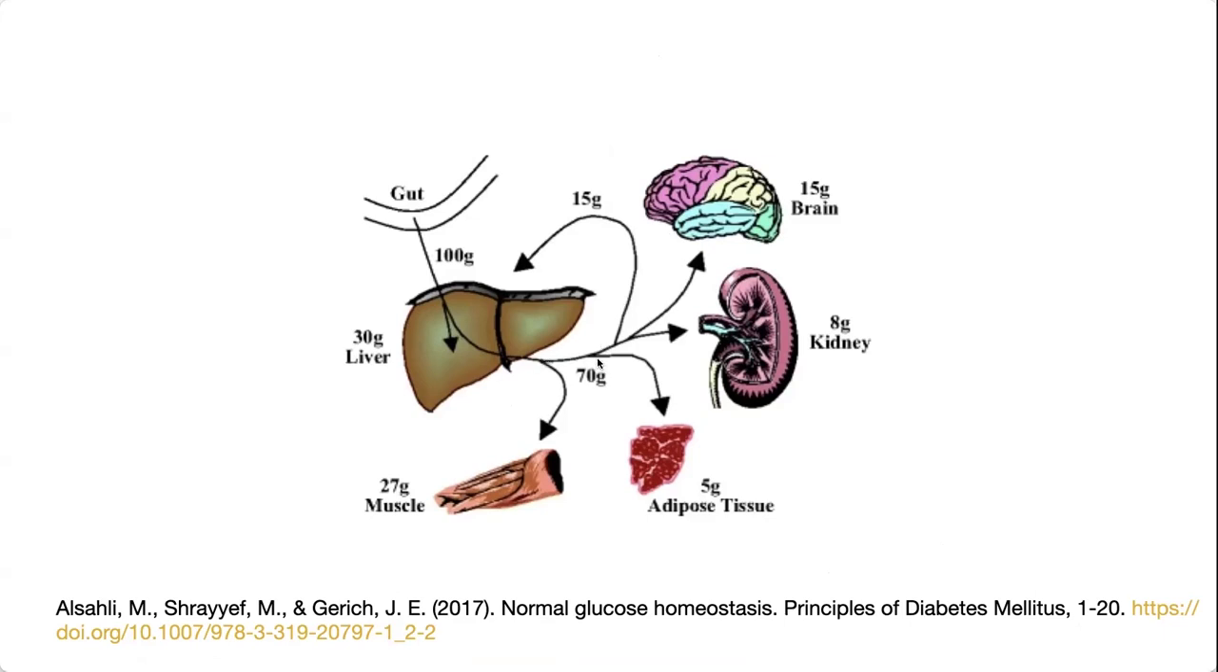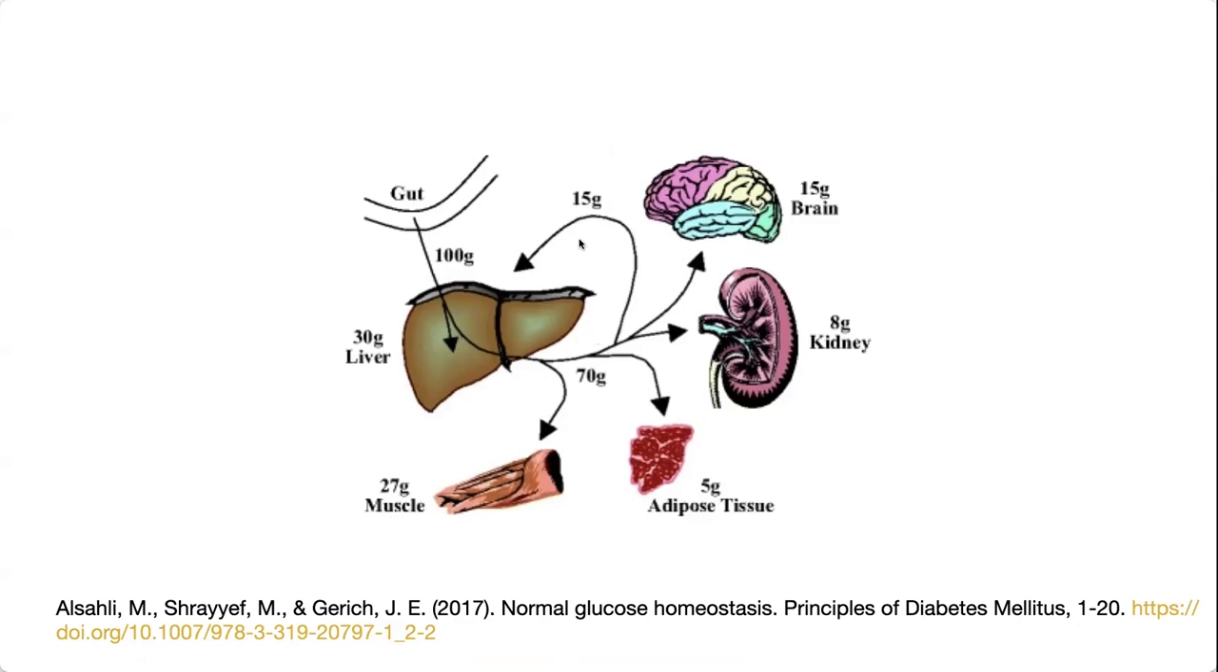It goes out to your other tissues. Your brain is going to take about 15 grams of it. Your brain really needs that glucose. Your muscle is going to take a ton of it. Your muscles are the biggest taker after your liver, which makes sense because your muscles can store it as glycogen. Your kidney is going to take a bit of it, and your adipose tissue, your fat tissue, is going to take a bit of it.